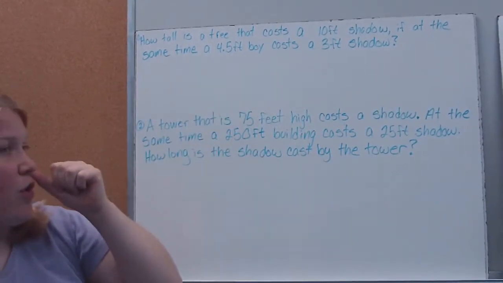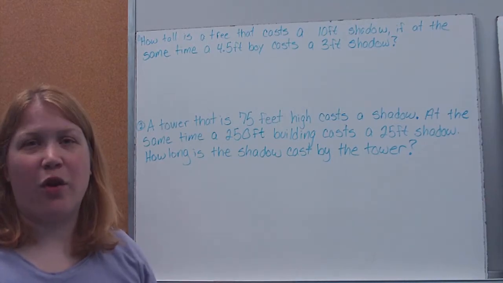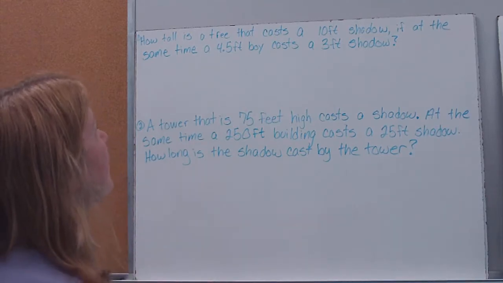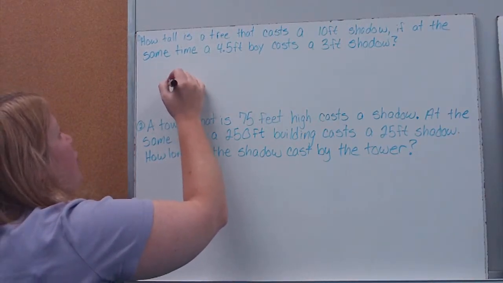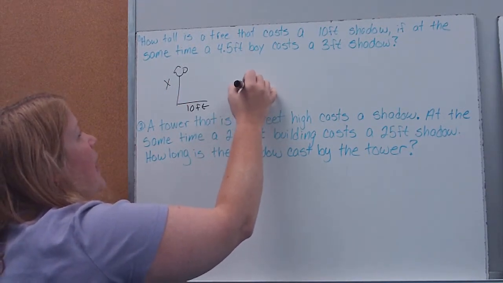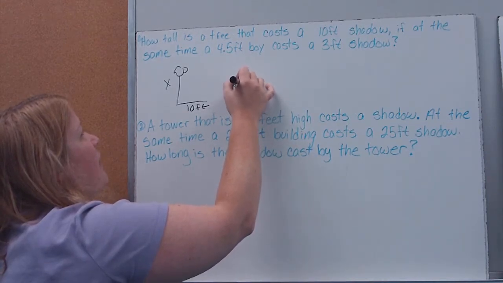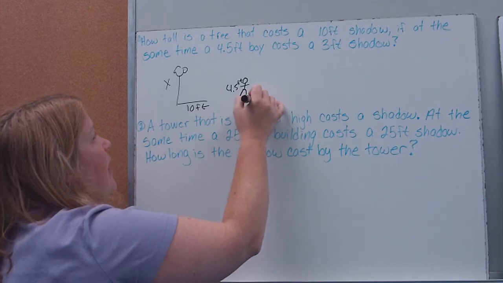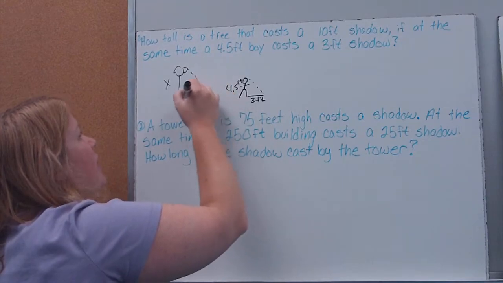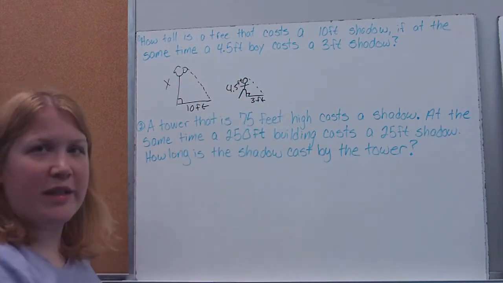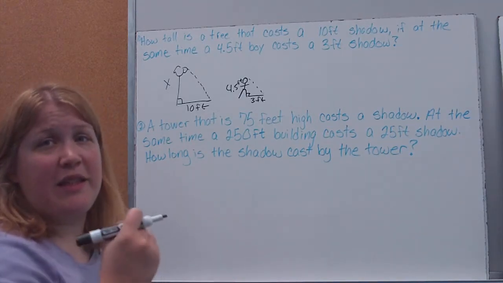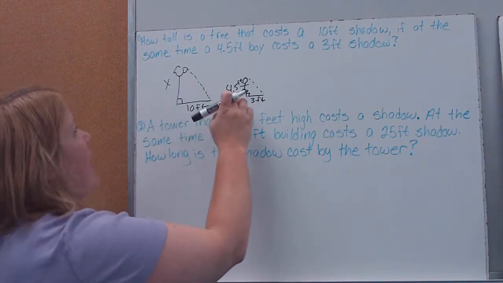This is the problem that was drawn out for you, and when I have word problems, I like to draw them out so I can see the figure and don't get confused when setting up my proportion. I wanted to know how tall the tree is. Here's my tree. It casts a shadow of 10 feet. At the same time, this little boy, who's 4.5 feet, is casting a 3-foot shadow. I'm going to draw a dotted line to make those into triangles and draw my little right angle symbol to see that they're similar. I like to visualize it like that. Then it's easier to set up my proportion because I can see this side corresponds to this side.